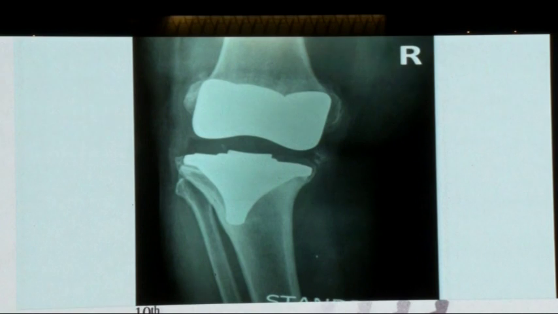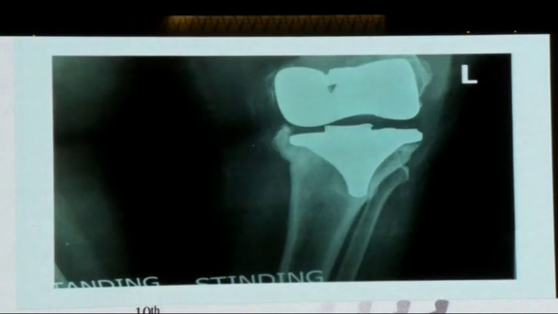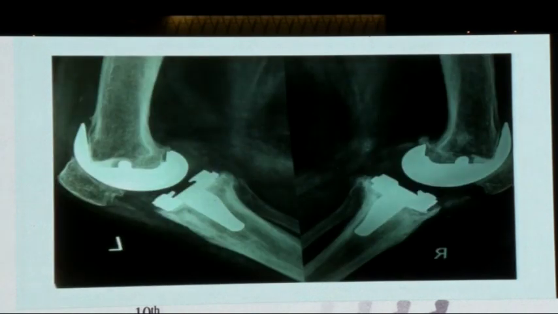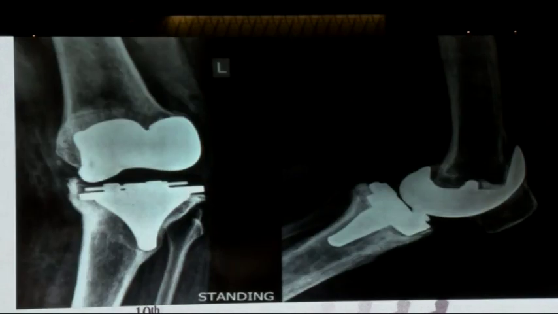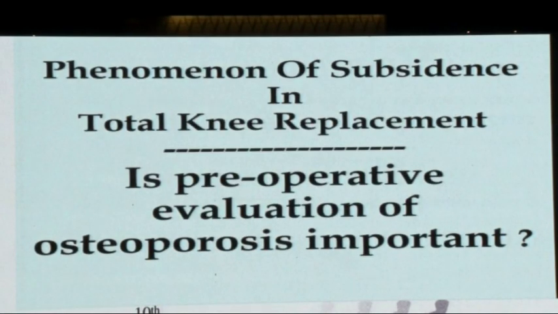Now, following treatment, this patient, and you can see that there was subsidence of the tibial tray, and at the end of 1.5 years, the patient was comfortable and could walk much better. But the subsidence kept on growing. This is the clinical photograph after 1.5 years. The video you have seen already, the patient was comfortable.